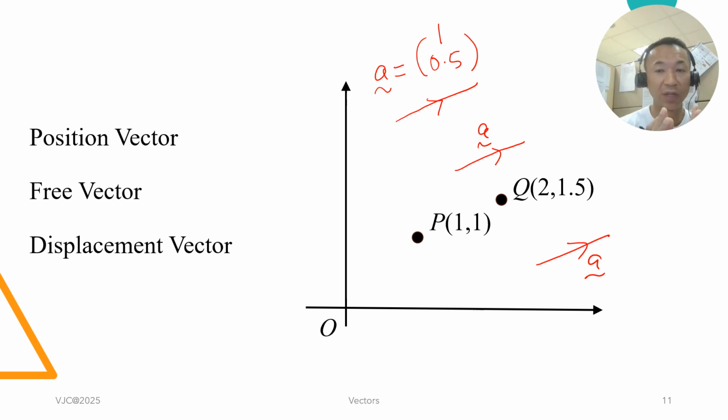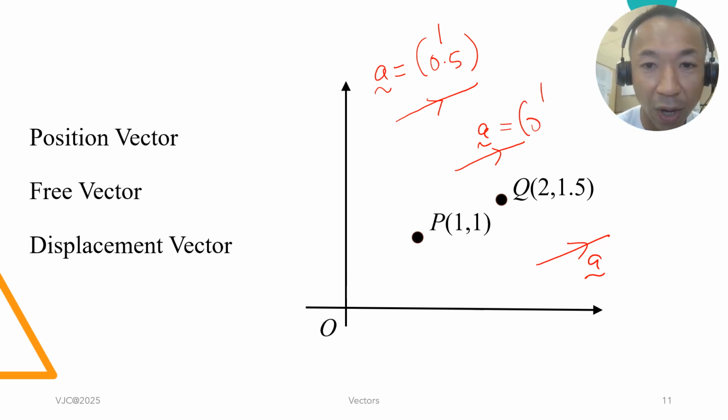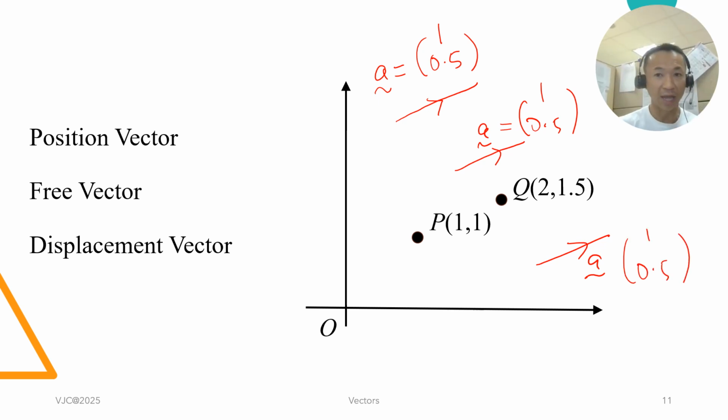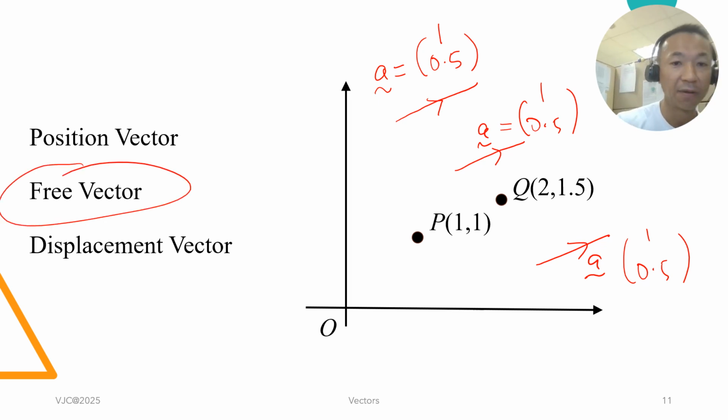Imagine, for physics students, if you exert a force of 1 unit in this x direction and 0.5 unit in the y direction, whether you exert the force on this object or the other object, it will always be the same. This is what we call a free vector.